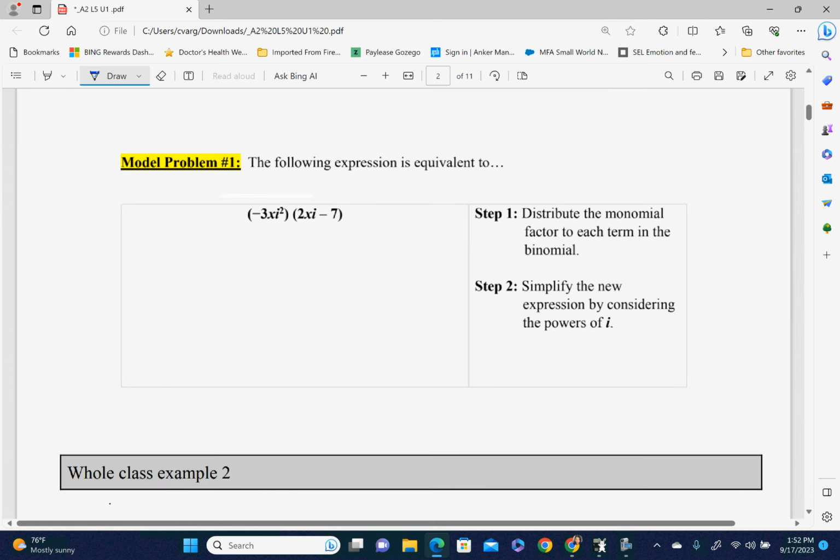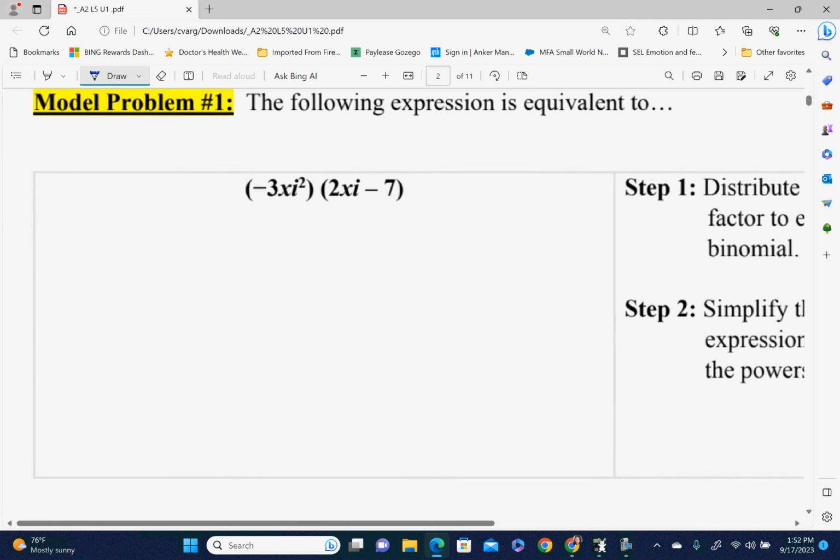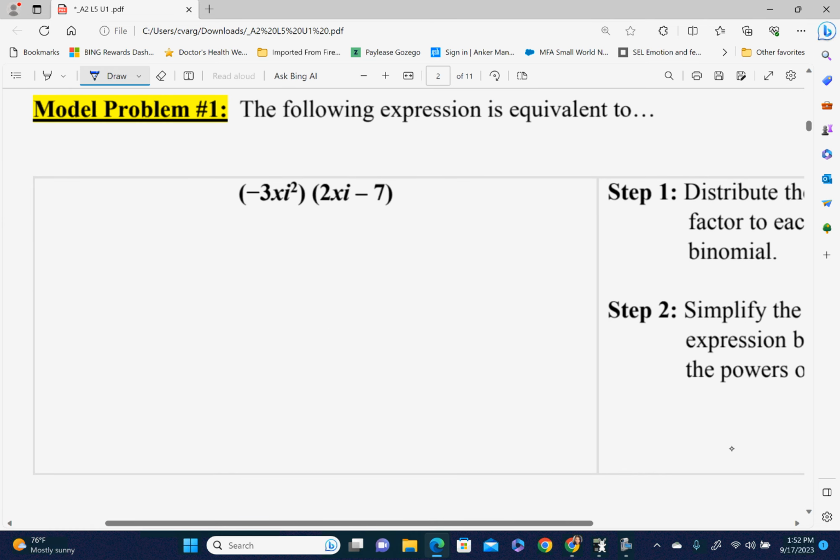Over here, model problem number 1. So this here is a monomial, right? There's a negative sign, but there's no plus or minus sign like there is here. So this is a monomial times a binomial. So what we have to do is just distribute here. This is very similar to if I give you a problem like 3 parentheses x plus 2, right? You would do 3 times x, which is 3x, and 3 times 2, which is plus 6. So that would be our final answer.